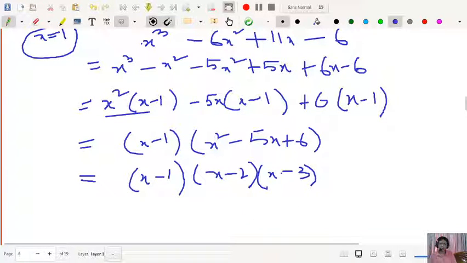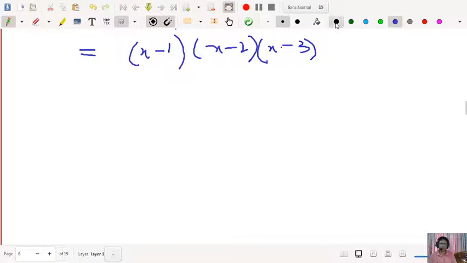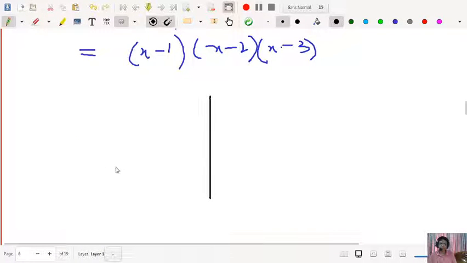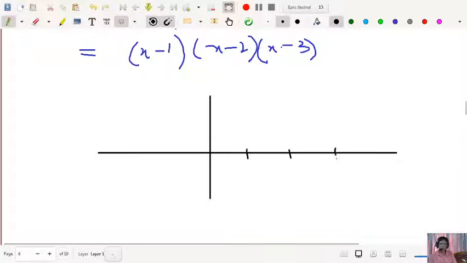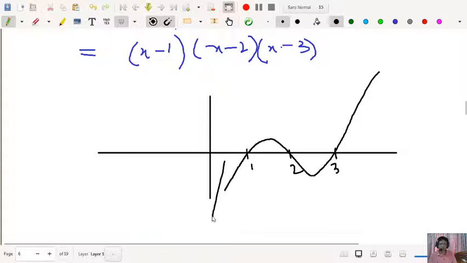Now let me draw the curve. You have 3 points: 1, 2, and 3. So the curve will cut the x-axis at exactly 3 points. This curve will be like this. Now the question is why this goes down and why this goes up. I will explain that later in this lecture, but try to understand what I mean to say.